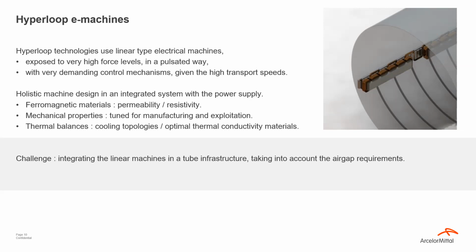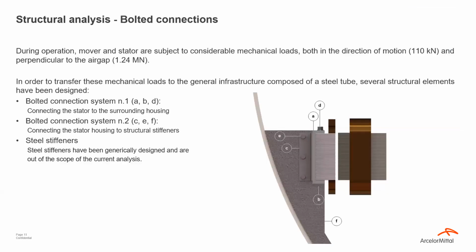And so we are mainly focusing on the machine designs and also on the integration of these machines inside of a tube structure. The structural analysis shown here looks at a propulsion system, as shown in terms of the stator and the mover, and how this can be fixed to this kind of circular structure with the necessary stiffness and the necessary bolted connections that ensure that the tolerances between the stator and the mover can still be respected. And that is not an easy task.